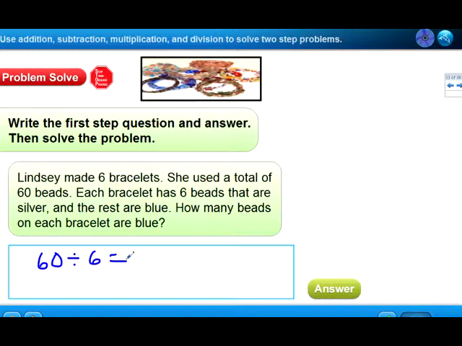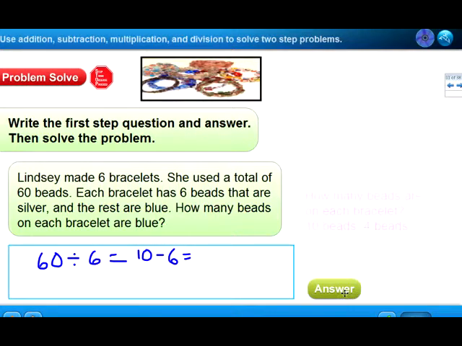60 divided by 6 equals 10. Now we can take that 10 and we see that each bracelet had 6 beads that are silver and the rest are blue. How are we going to find out how many are blue? Do we use plus or subtract? Subtract. To check your answer, what was your first step? 60 divided by 6. You use that answer to equal 10.